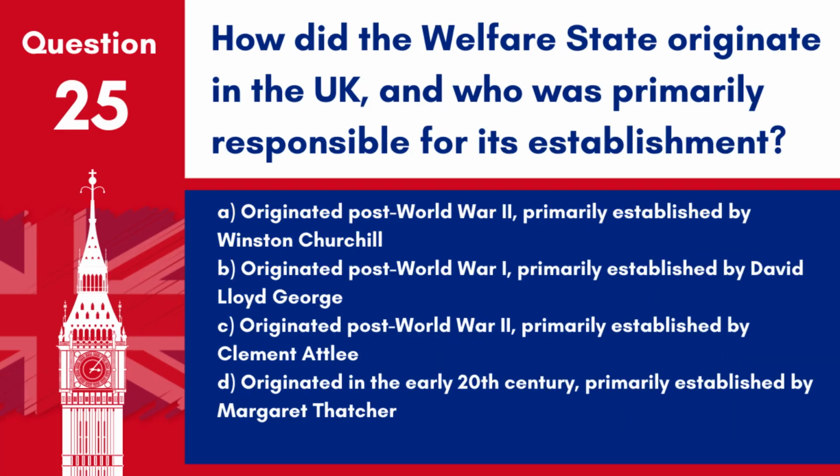Question 25. How did the welfare state originate in the UK, and who was primarily responsible for its establishment? A. Originated post-World War II, primarily established by Winston Churchill. B. Originated post-World War I, primarily established by David Lloyd George. C. Originated post-World War II, primarily established by Clement Attlee. D. Originated in the early 20th century, primarily established by Margaret Thatcher.